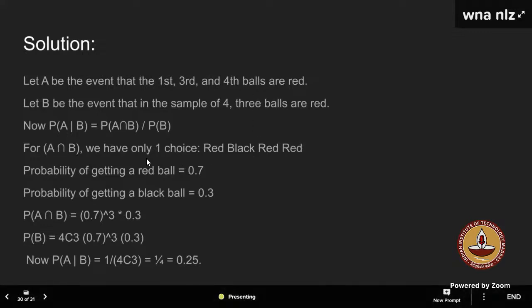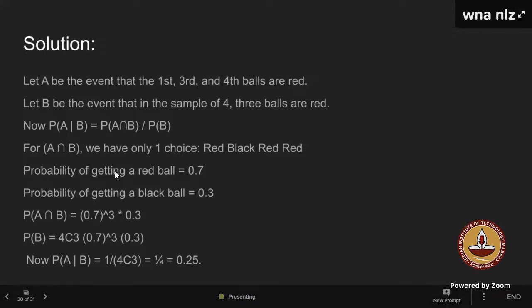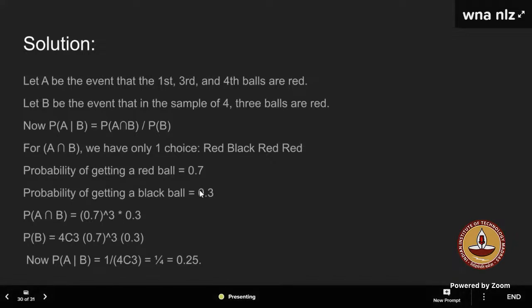Now probability of getting a red ball, it's 7/10, right? Yes. Now probability of getting a black ball, it's again 0.3, and that is 3/10. What will be probability of A intersection B? That will be red 0.7, black 0.3, red 0.7, and 0.7, right? And probability of B, let B be the event that of the sample of 4 balls, 3 are red. First we choose 3 of the 4 to be red.